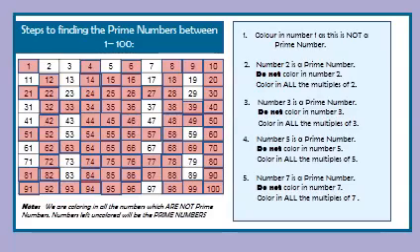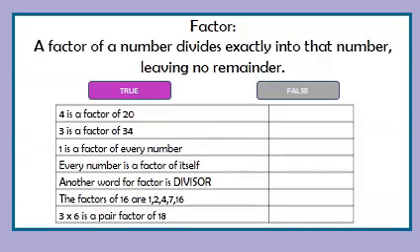Of course, you are not responsible for memorizing them, we are just trying to find them. How can we find the prime numbers? What I want you to keep in mind is that prime numbers are numbers that can only be divided by 1 and themselves. So the only factors that they have are 1 and themselves.